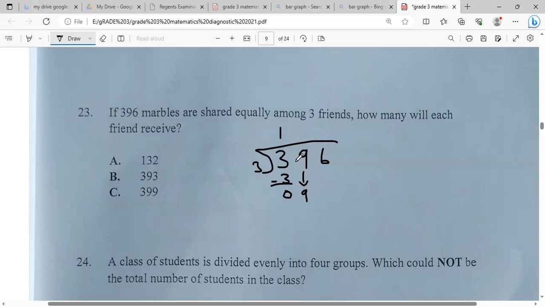3 into 9 goes 3 times. Notice I put the numbers directly. 3 3s are 9. That gives us 0. Carry down our 6 now.